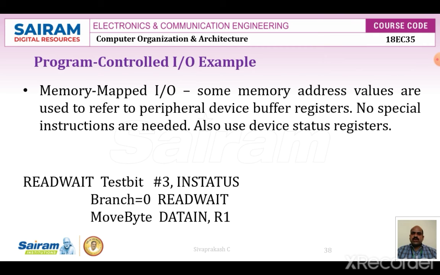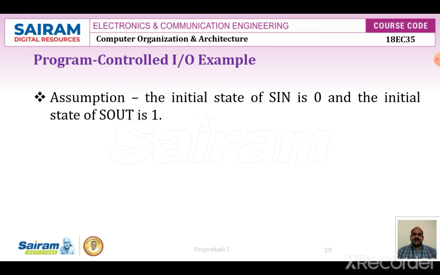The test byte instruction tests the state of one bit in the destination, where the bit position to be tested is indicated by the first operand. Let's see read wait: test byte #3, status, and branch if equal to 0 to read wait. Then move byte data in, R1. This is an instruction sequence used with memory mapped IO. Let's see the next example assumption: the initial status of SIN is 0 and the initial status of SOUT is always 1.